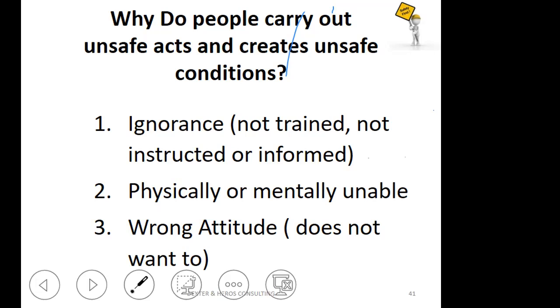This is the umbrella where many people fall under. Wrong attitude. I know very well that throwing this thing out of my car will litter and impact the environment. I did it. Attitude. I know that not putting on my earmuffs is going to possibly damage my eardrum. But I say, I beg, in 3 minutes I won't spend there. Attitude.